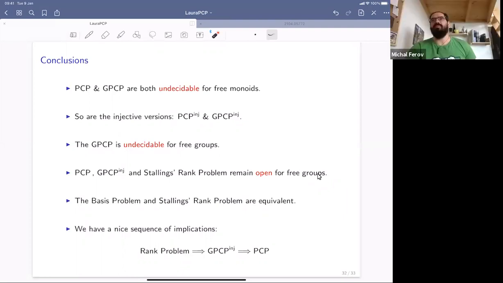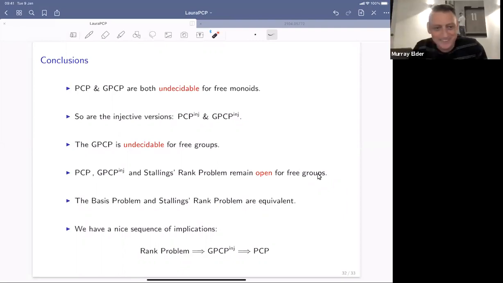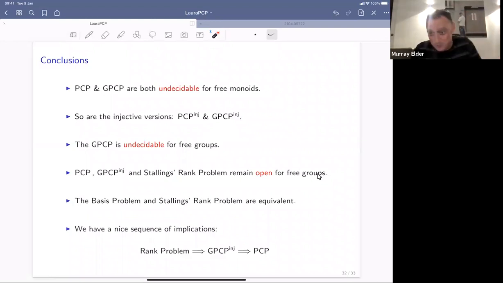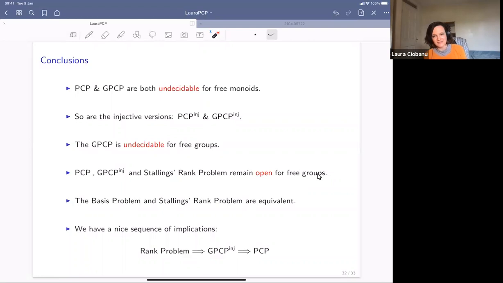I think Murray wanted to ask something. Yeah, I wanted to ask if you and Alan had thought about the rank of the solution set to a system of equations. Or is this going to help with anything? I don't think this is related. No, we have thought about it, but this is definitely different.